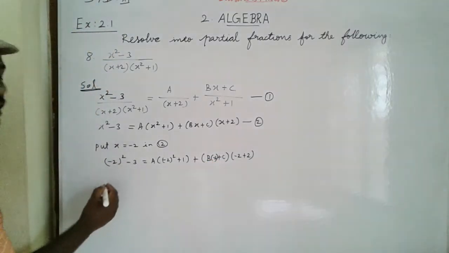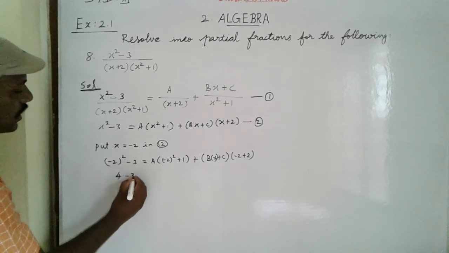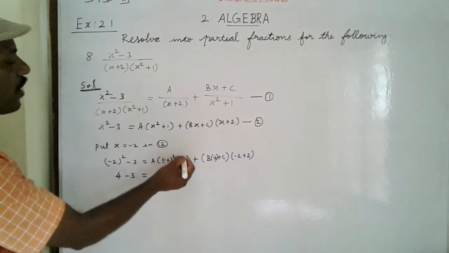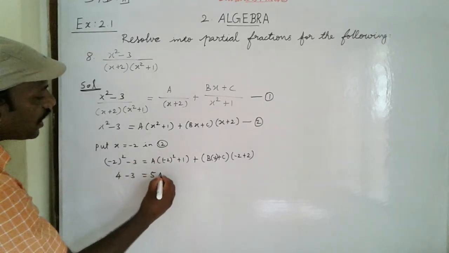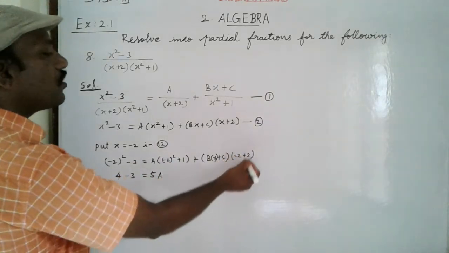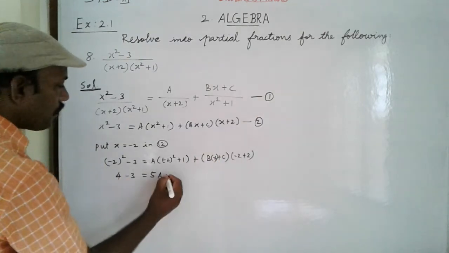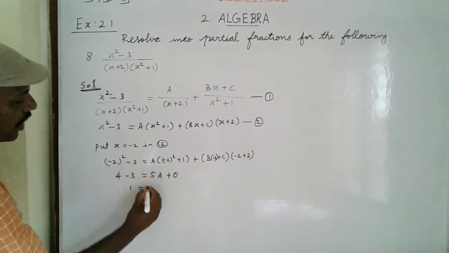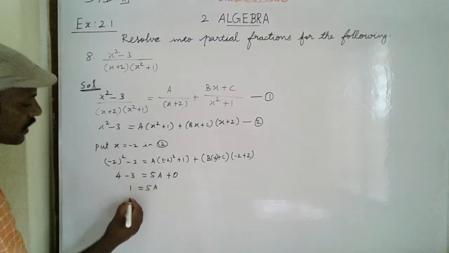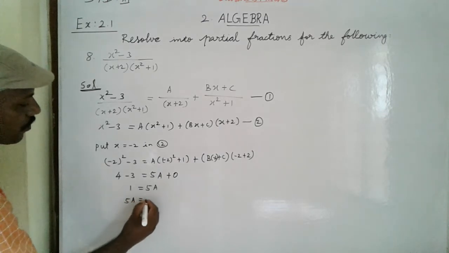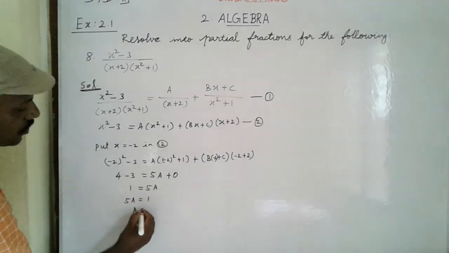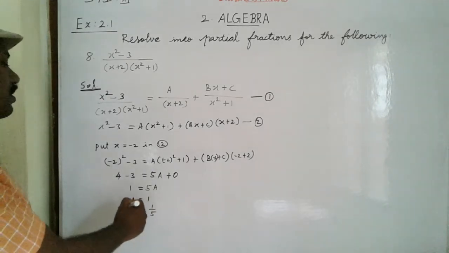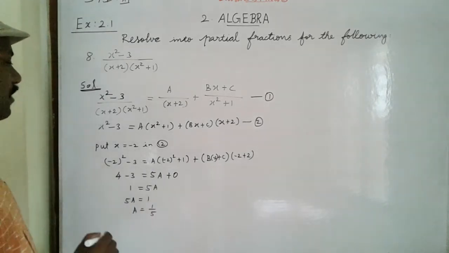So (−2)² is plus 4, minus 3 equals, (−2)² is 4, 4 plus 1 is 5, 5 into A is 5A. −2 plus 2 is 0. 0 into anything is 0. 4 minus 3 is 1 equals 5A. Interchange these places: 5A equals 1, A equals 1 divided by 5. 5 is multiplied on this side, we take it to the right-hand side, it becomes divide.